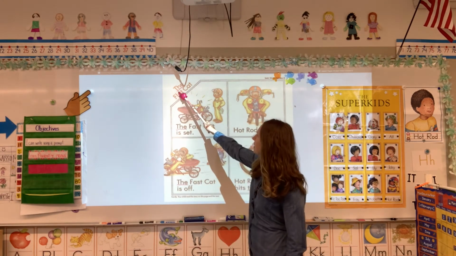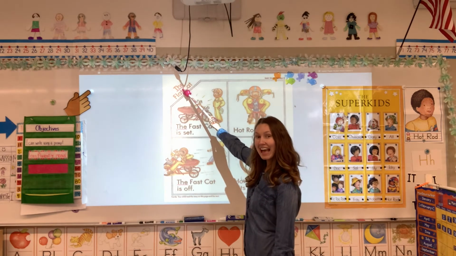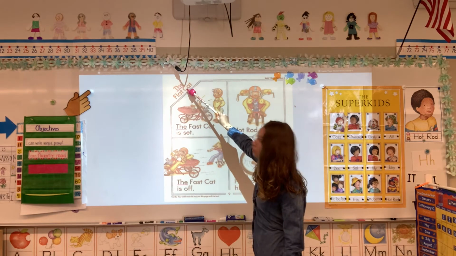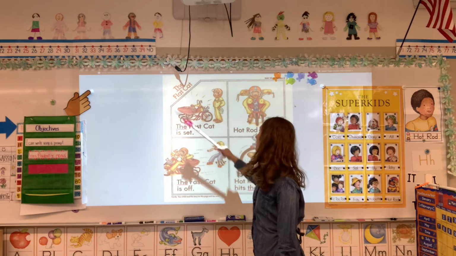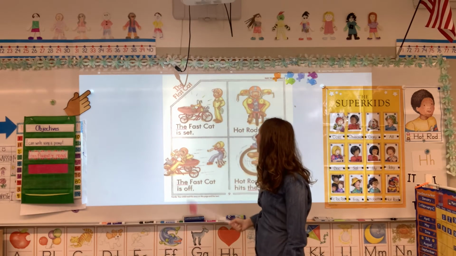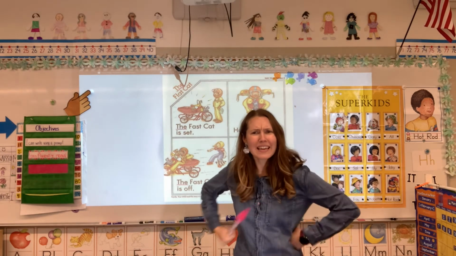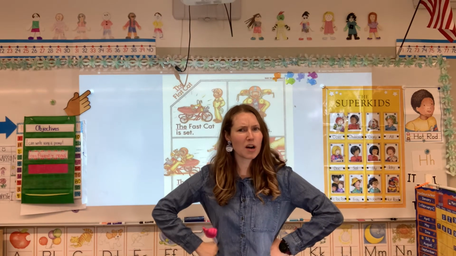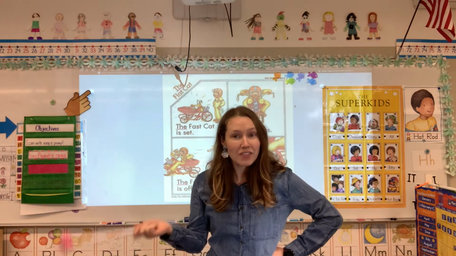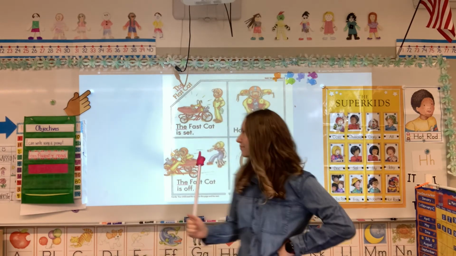What do those letters spell? T-H-E? They spell the. The, and then I see two words that are part of the at family. The flat cat. The flat cat. Wait a second, I thought that Hot Rod's car was called the Fast Cat. I wonder why it's called the Flat Cat. We'll have to read through the story and figure it out.